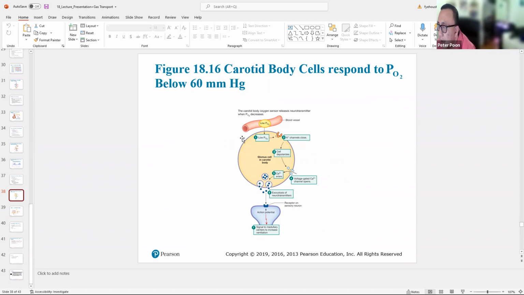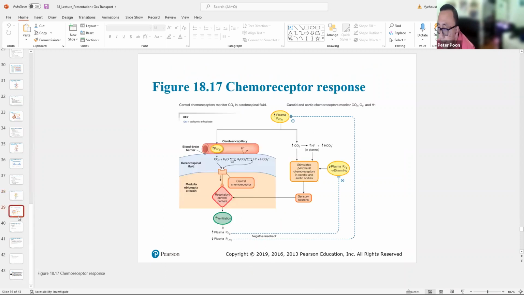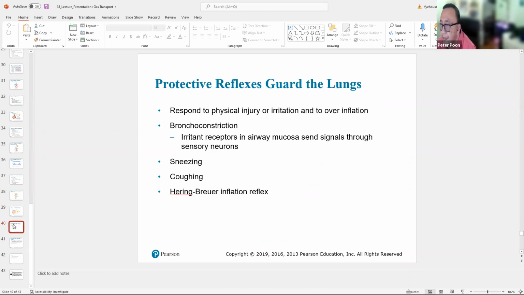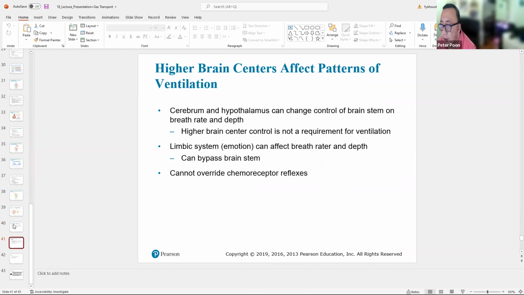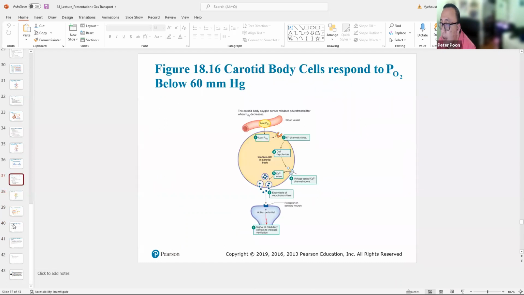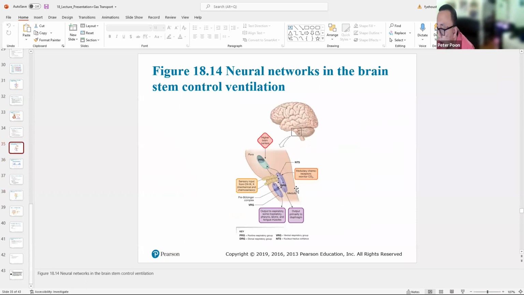So the carotid body, in the carotids, they have O2 sensors that cause ventilation. The central brain measures CO2 in cerebrospinal fluid, and that's here. Again, this is all in the lower brain center. Like I told you guys in anatomy, this is all controlled by the brainstem, so the pons and the medulla oblongata.